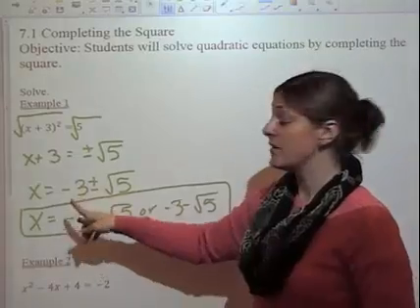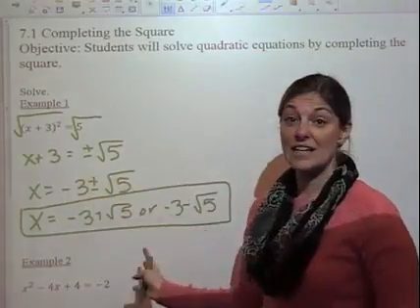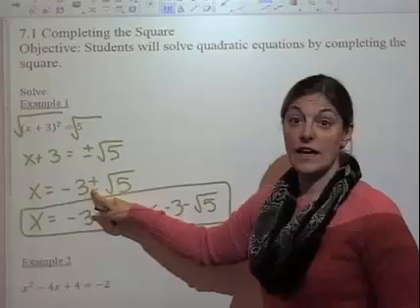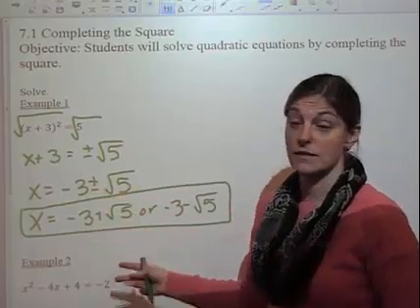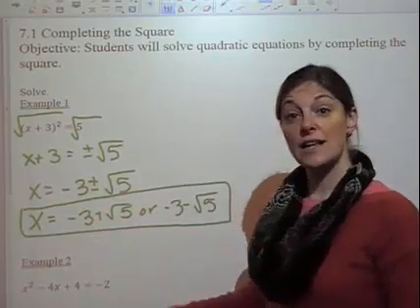If you want to leave it in this form, that's fine, because that implies that you have negative 3 plus the square root of 5 and negative 3 minus the square root of 5. All right, so now let's take a look at example 2.